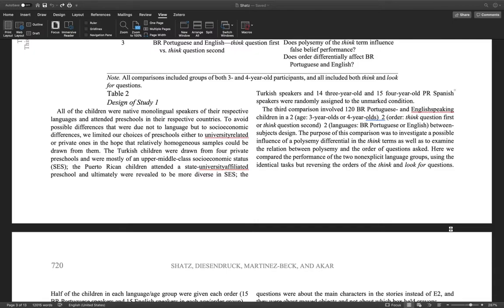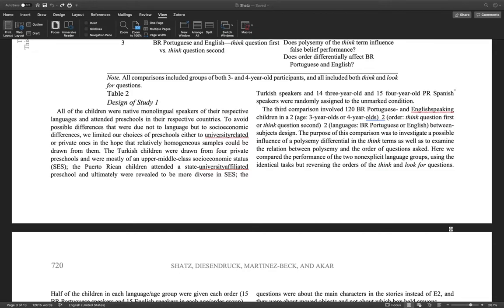So they're going to ask people, where does Snoopy think the crayons are? And you'll see that method in a second. And they're going to ask them, where does Snoopy look for the crayons? Those are 2 different questions, right? The thinking questions should tune you into the linguistic tools, and the look questions allow people to see if this just impacts their global understanding of others' thoughts.